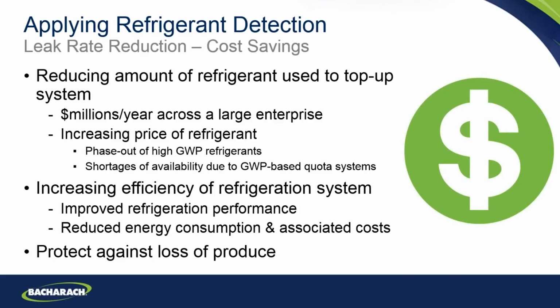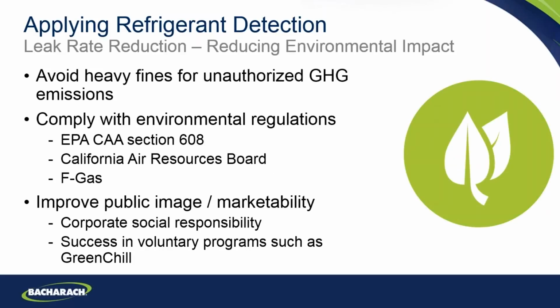Cost savings also come from increasing the efficiency of a refrigeration system, improving both the refrigeration performance and reducing energy consumption and the associated costs there. And of course, there's a key goal of protecting against the loss of produce. If the cooling system stops operating properly, there can be significant costs in shrinkage of spoiled produce. Ensuring that doesn't happen, again, delivers a significant cost saving.